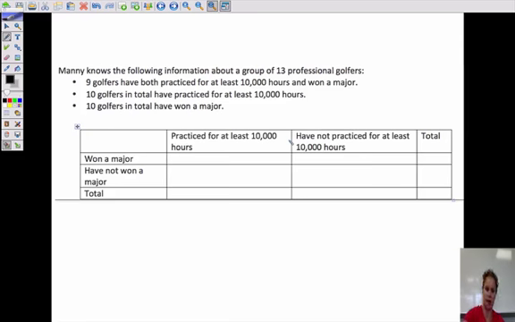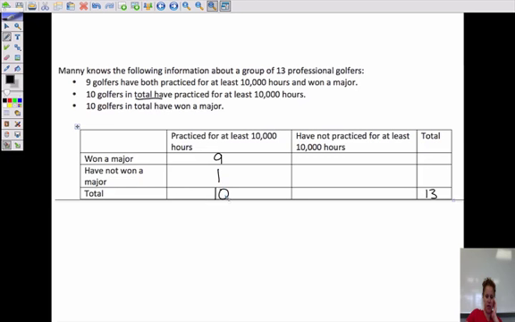Last one here. Manny knows the following information about a group of 13 professional golfers. So we know the total here is 13. 9 of the golfers have both practiced for 10,000 hours. That's what we're debating here, practice or not practice, and they've won a major. So 9 have done both. 10 in total have practiced 10,000 hours, so 10 here. And that's pretty easy to say.